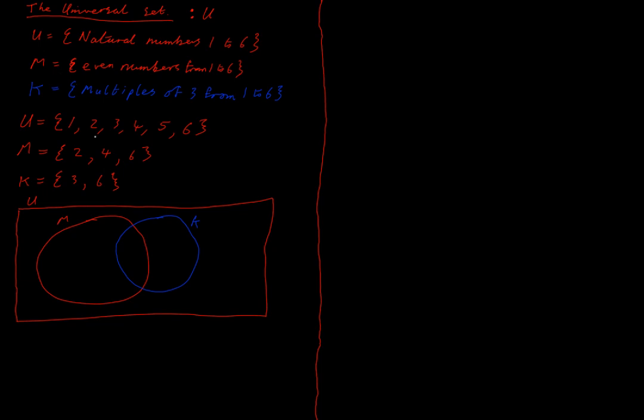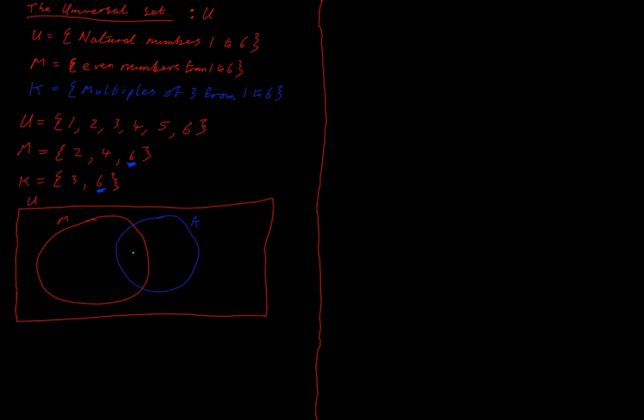So what does that mean in practice? It means that we're going to look at what's in M and K. So M and K, that's called M intersection K. So we're going to start out with M intersection K, the stuff that should go in the middle here. So we go down through M and K and see what is in both of them. So 2, 4, 6 is in both of them. So we can see that 6 is an element in both M and K.